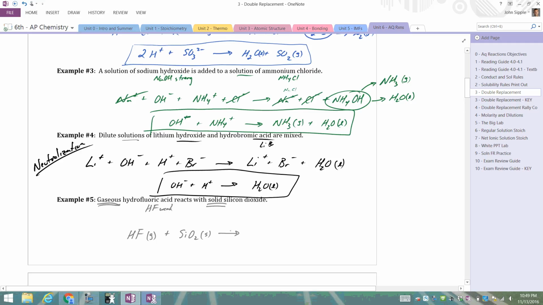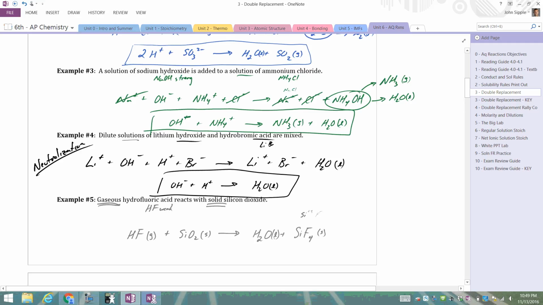So we still do the double replacement reaction. We end up here with H2O, because we bring in oxygen. And silicon, in this case, is +4 and fluoride is -1, so it's SiF4 as our other product here. And we're just going to say that it is gas, and water is liquid here.